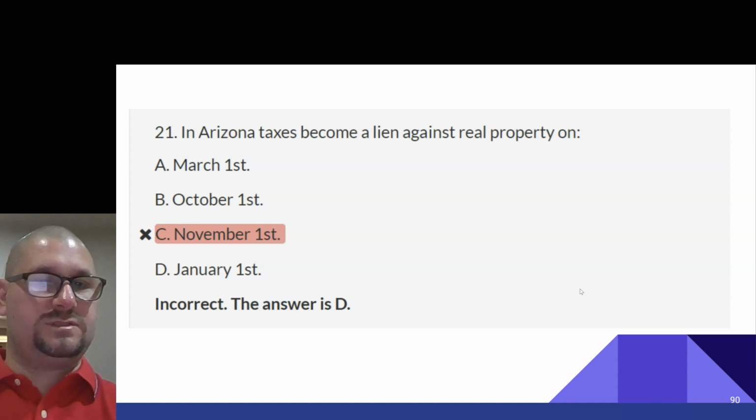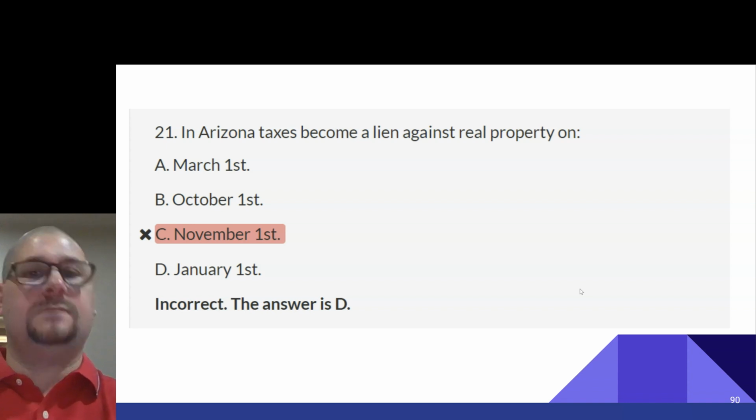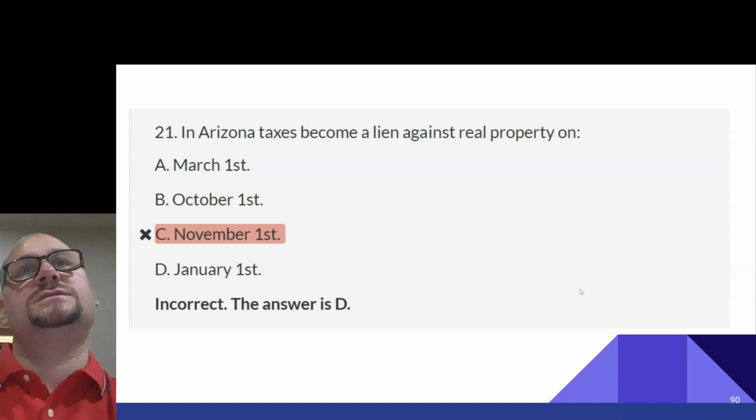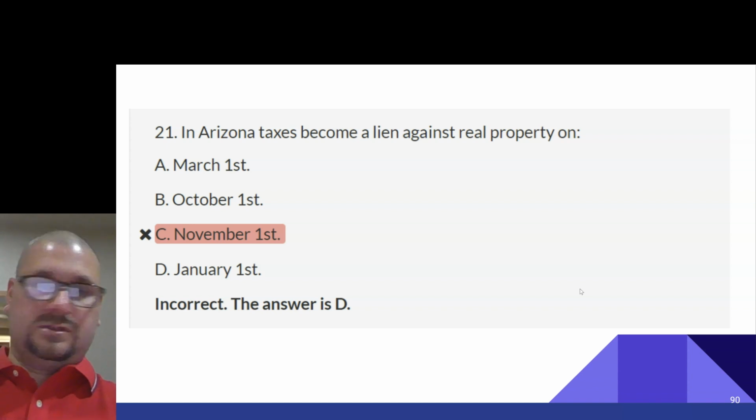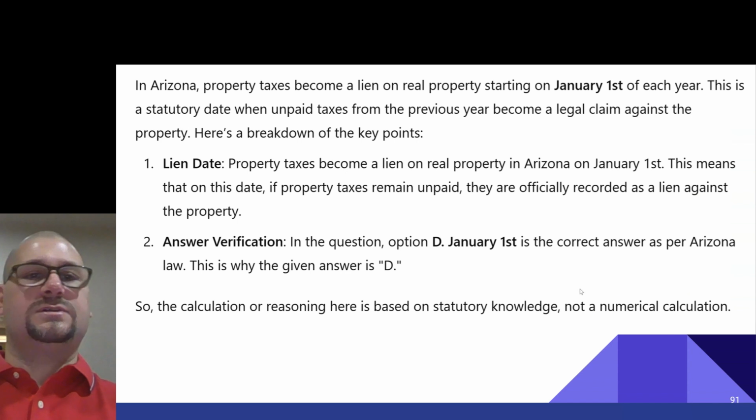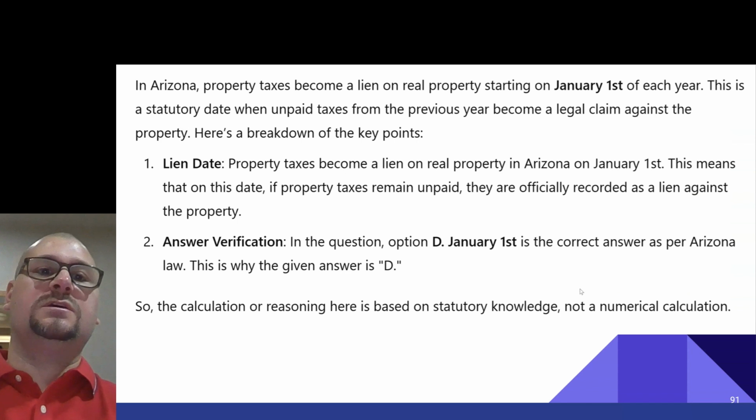January 1st. So in Arizona, taxes become a lien against real property on January 1st, the beginning of the year. Property taxes become a lien on real property starting on January 1st of each year. This is a statutory date when unpaid taxes from the previous year become a legal claim against the property.